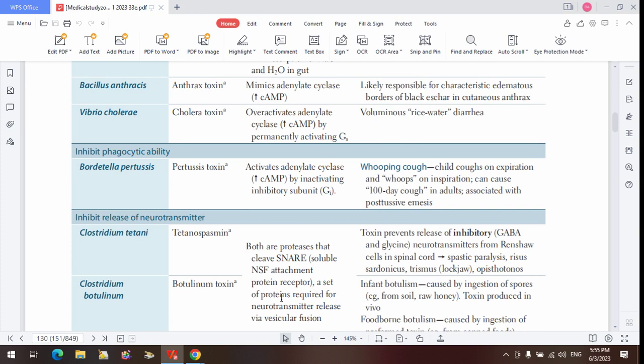The GI mucosal cells that they typically affect die, they slough off. You have diarrhea from there, which is bloody because of damage to the blood vessels too from the sloughing off of the epithelial cells. There's dysentery, bloody diarrhea. In response to the Shiga toxin, there's release of cytokines.